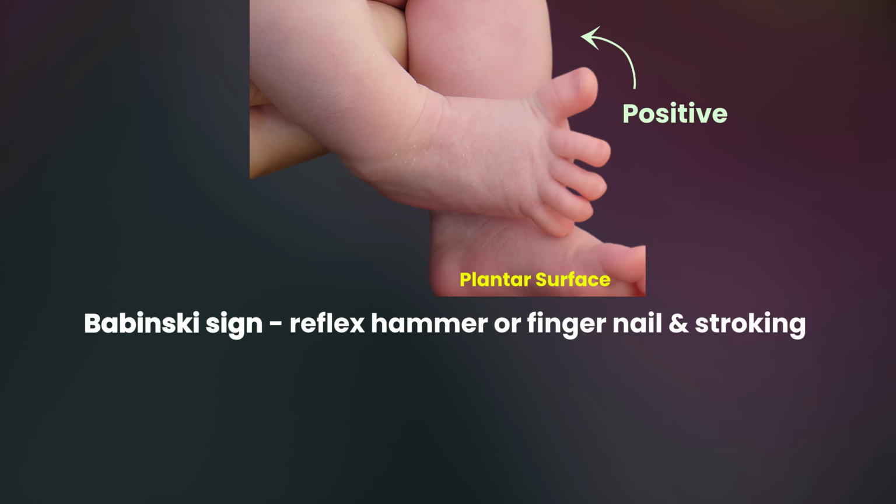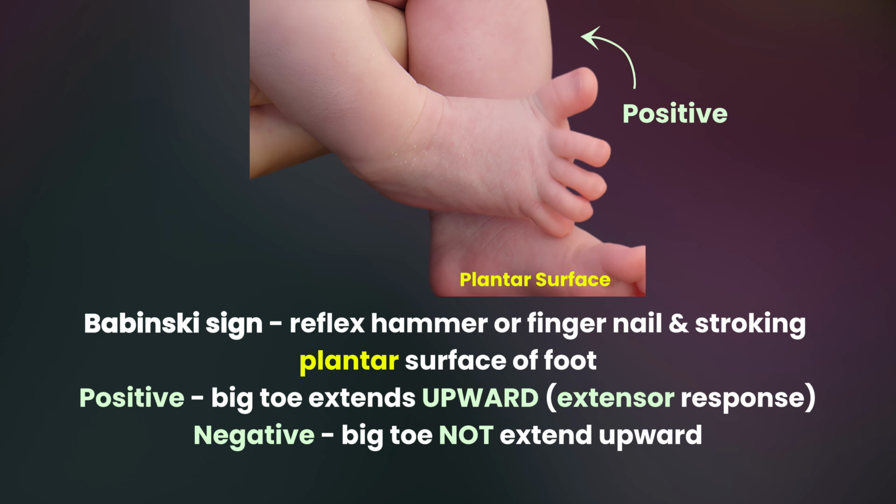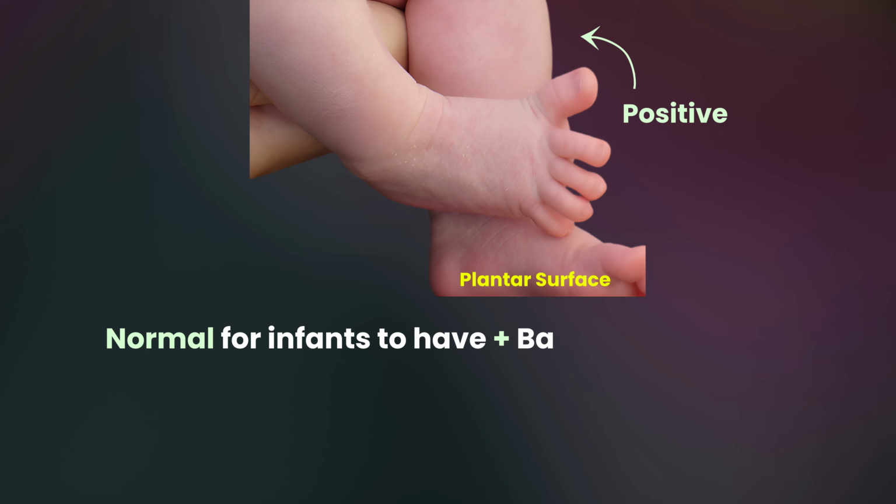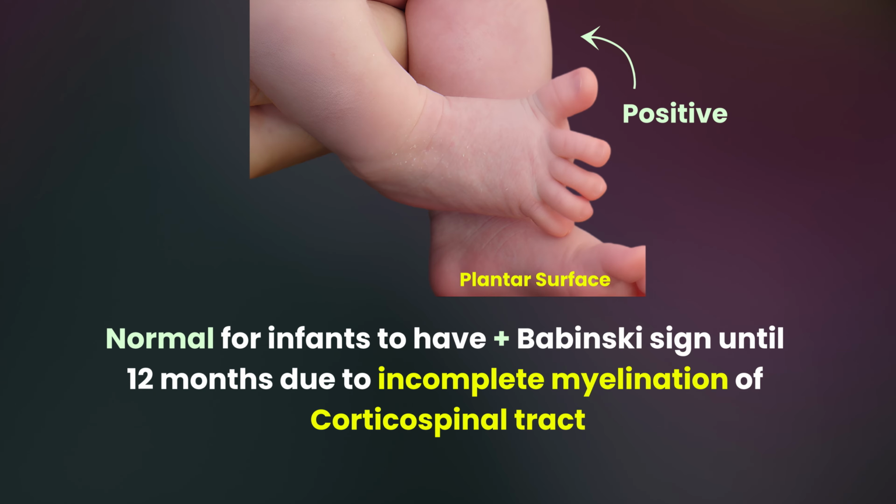The Babinski sign is obtained by taking the end of a Taylor reflex hammer or the fingernail and stroking the plantar surface of the foot. A positive sign is when the big toe extends upward, also called extensor response. A negative sign is when the big toe does not extend upward. It is normal for infants to have a positive Babinski sign until the age of 12 months, due to incomplete myelination of the corticospinal tract.